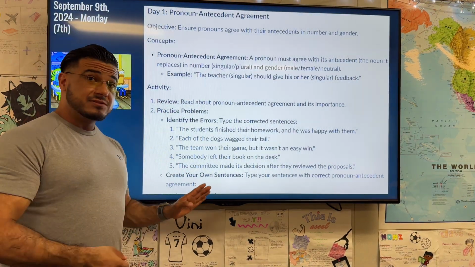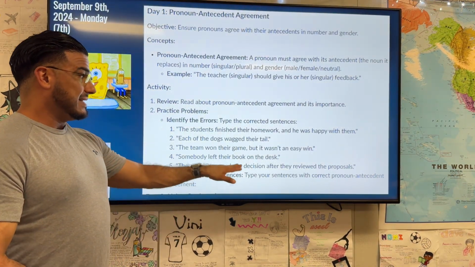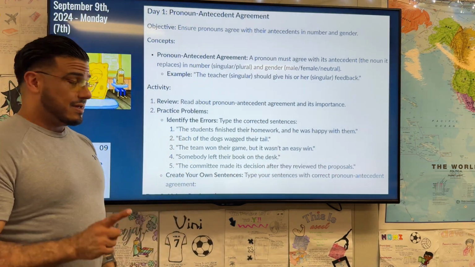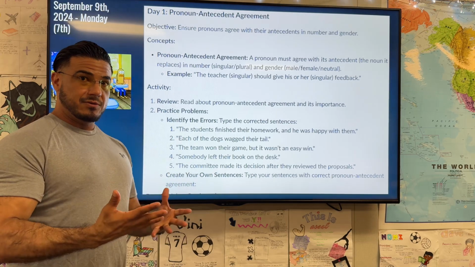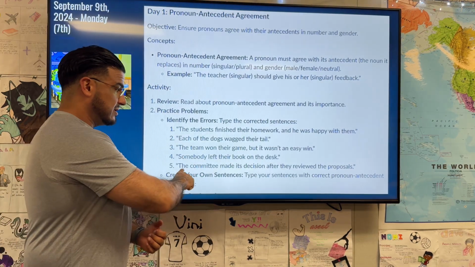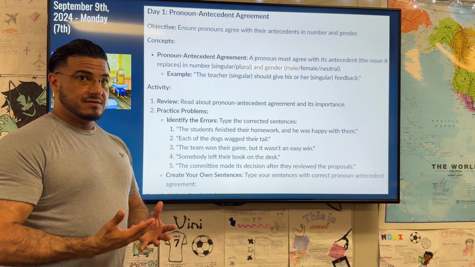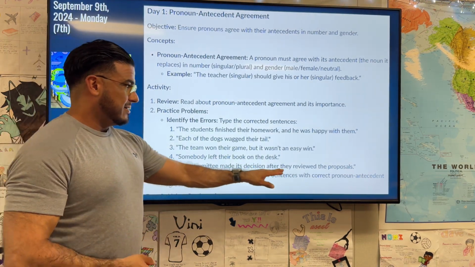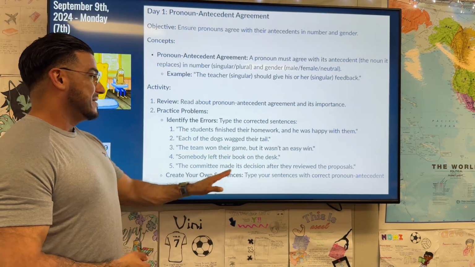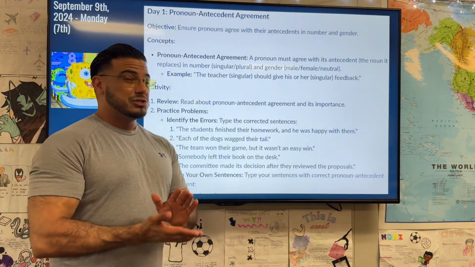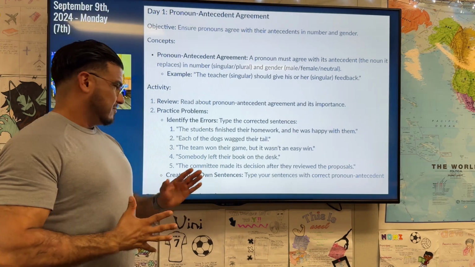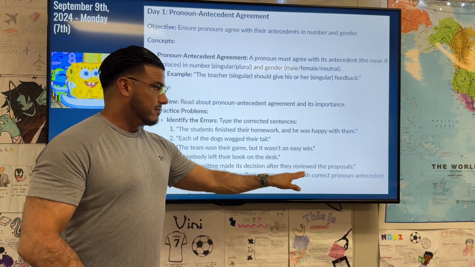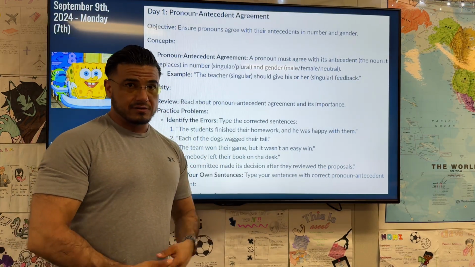All right, last one, sentence number 5. The committee made its decision after they reviewed the proposals. Once again, just in the same way that team refers to many people and is a collective noun, so too is the committee. It's a collective noun, referring to many people. As a result, the possessive form of they, the collective pronoun, should not be used. It should be singular. And we're going to use: the committee made its decision after it reviewed the proposals. That should be the corrected version.